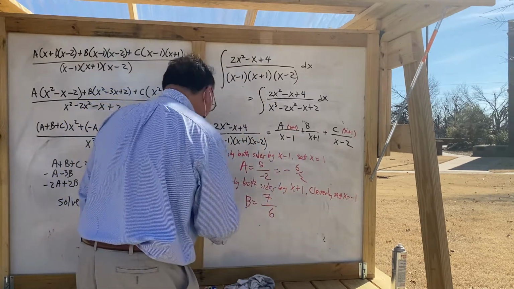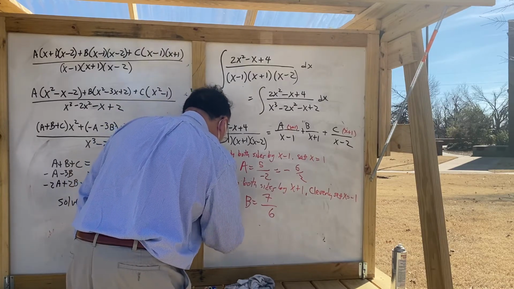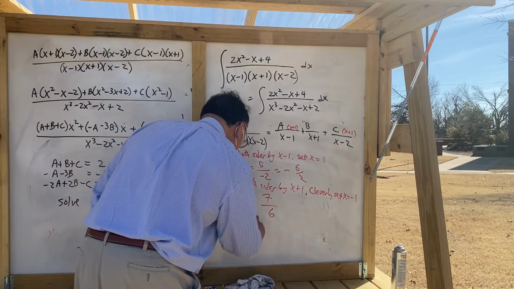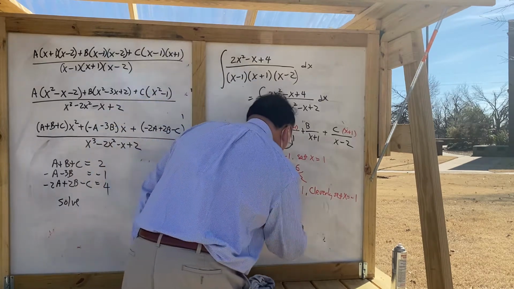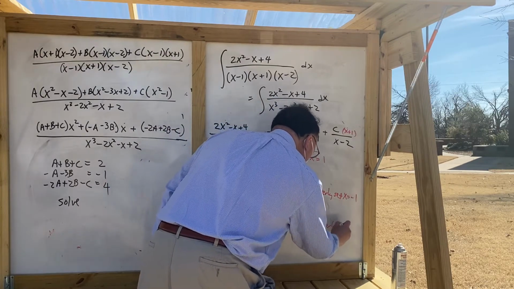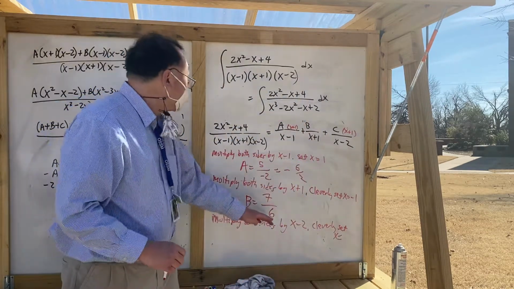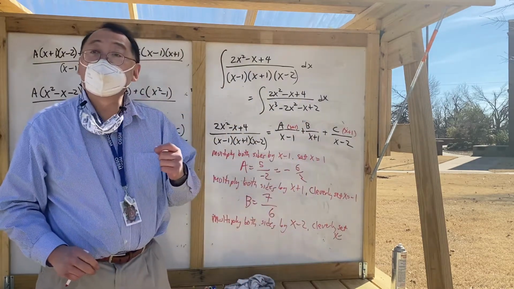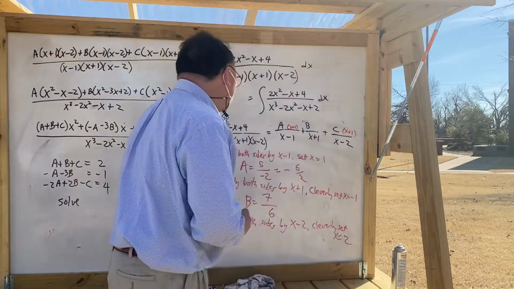Now we're going to do c. We're going to multiply both sides by what? Multiply both sides by x minus 2, and then cleverly set x is equal to what? I multiply both sides by x minus 2, then I'm going to set x is equal to 2. Very good. Excellent.